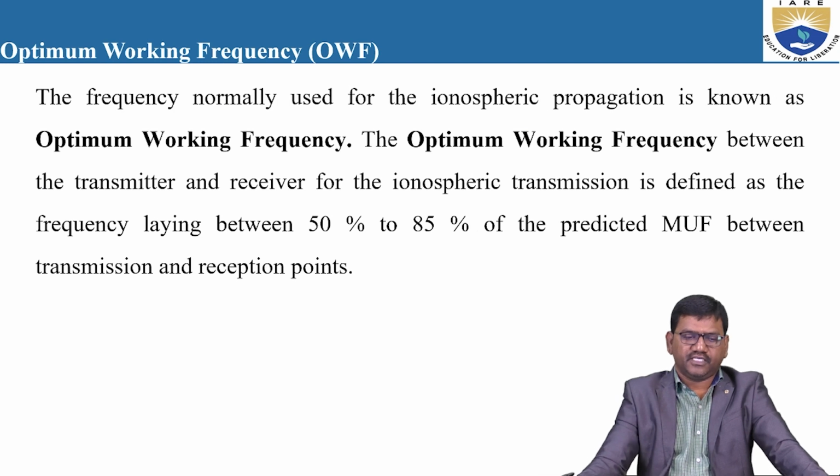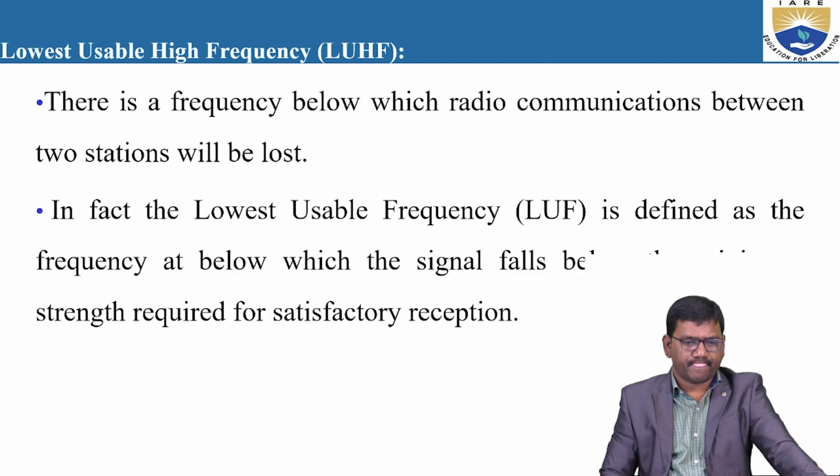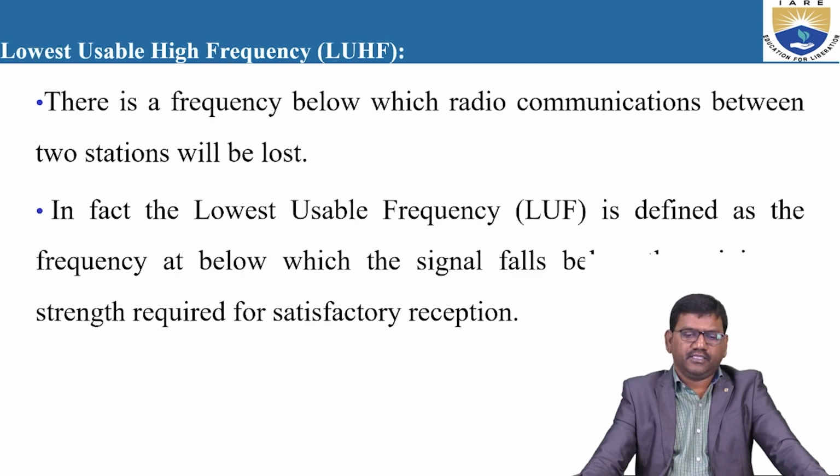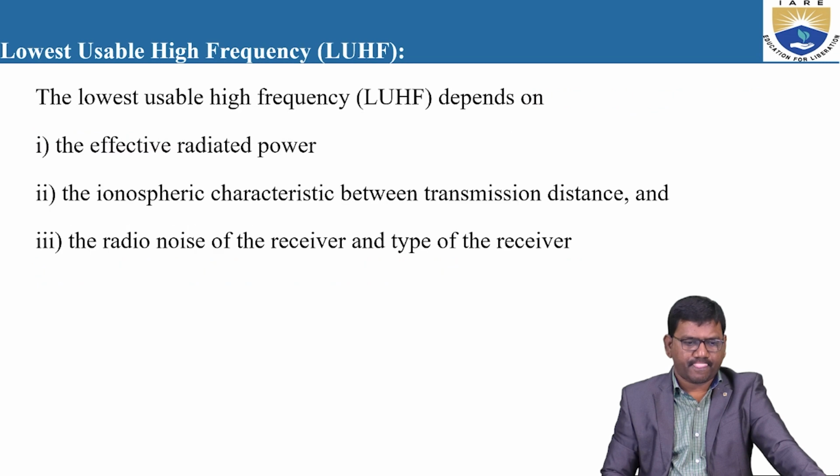Optimum working frequency is the frequency between the transmitter and receiver, defined as the frequency lying between 50% to 80% of the predicted MUF between the transmission and the reception points. So, 85% of the MUF value, we call it the optimum working frequency. Next, the lowest usable frequency. There is a frequency at which radio communication between two stations will be lost. It is defined as the frequency at which the signal falls below the minimum strength required for satisfactory reception.